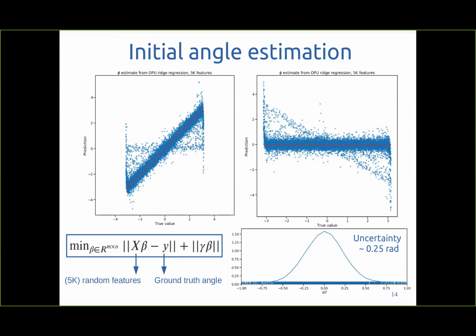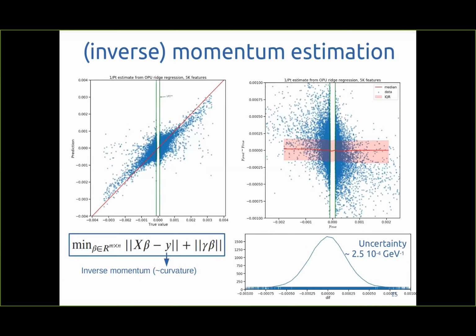Same goes for the inverse momentum. So same thing, we take the same 5,000 variables. Now we change the y to the inverse momentum, and you can see that we can predict more or less the value. There are a lot of points in the middle which is not clear, and the interquartile range is not that bad. In the end, we can predict it with an uncertainty of 2.5 10 to the minus 4 inverse GeV. So it seems to work.